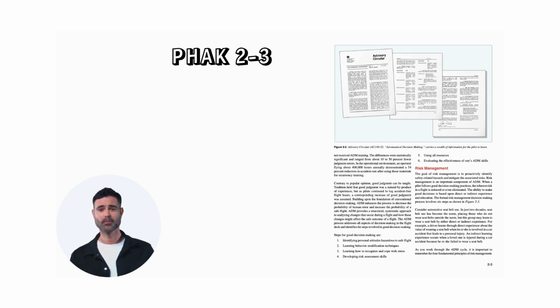Steps for good decision-making are: 1. Identifying personal attitudes hazardous to safe flight. 2. Learning behavior modification techniques. 3. Learning how to recognize and cope with stress. 4. Developing risk assessment skills. 5. Using all resources. 6. Evaluating the effectiveness of one's ADM skills.